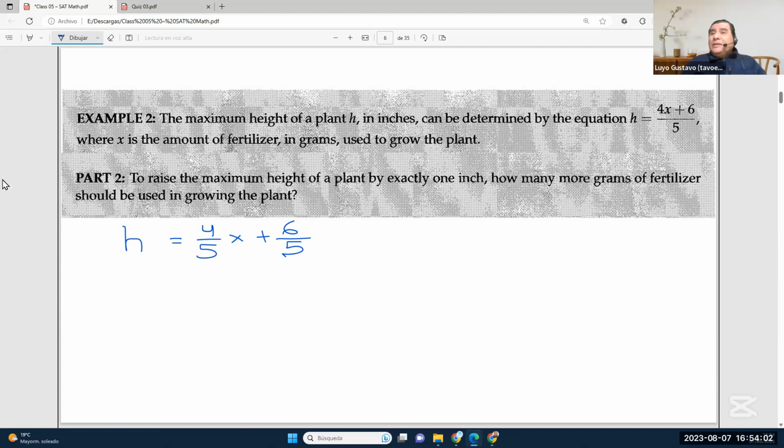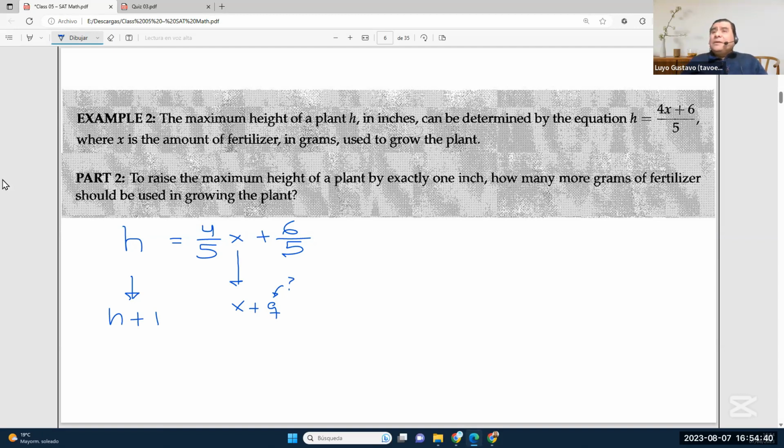So if we want to increase the height by 1, right? What's the increase in x? So if h increases to h plus 1, what would be the increase in x? x plus, let's say, q. What is the value of this q? Can we do that? We can do it algebraically. We can do it numerically, which is faster. Just imagine this.